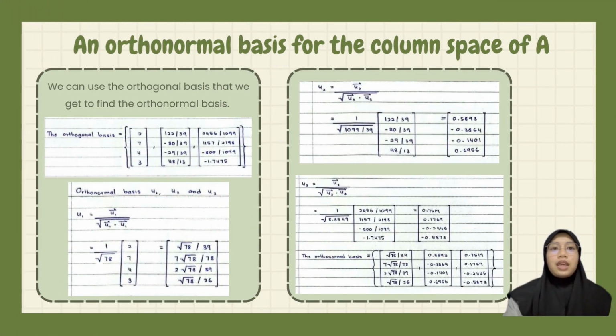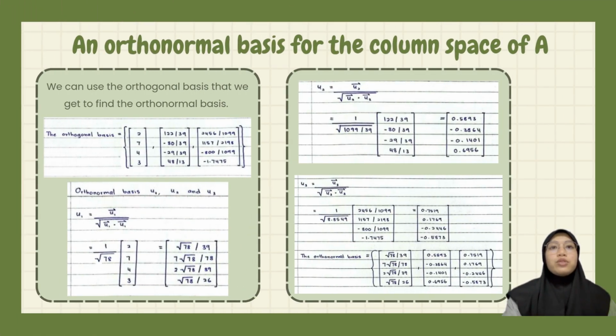Next. Okay, now I will explain how to find an orthonormal basis for the column space of matrix A using the Gram-Schmidt process. This is question 2A, and the goal is to convert the column vectors of matrix A into orthonormal vectors, which will later be used for QR factorization.